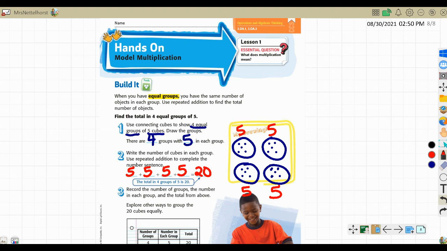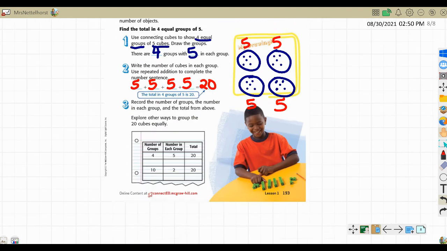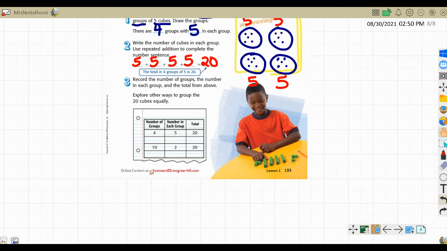Now we're going to record the number of groups and the number in each group and the total from above. So we're going to explore other ways to group the 20 cubes equally. So let me scroll up. So here we have a little chart. So we can have 4 groups of 5 in each group, which equals 20.